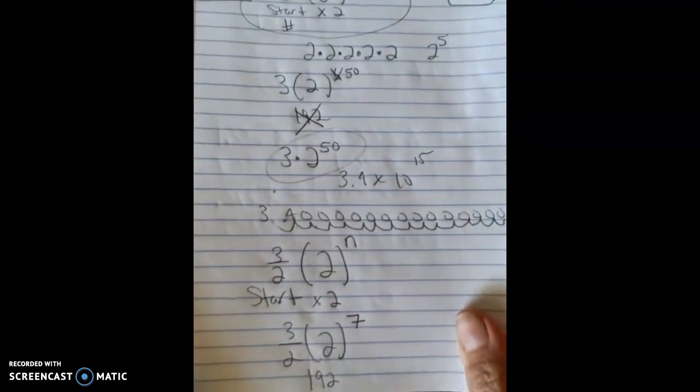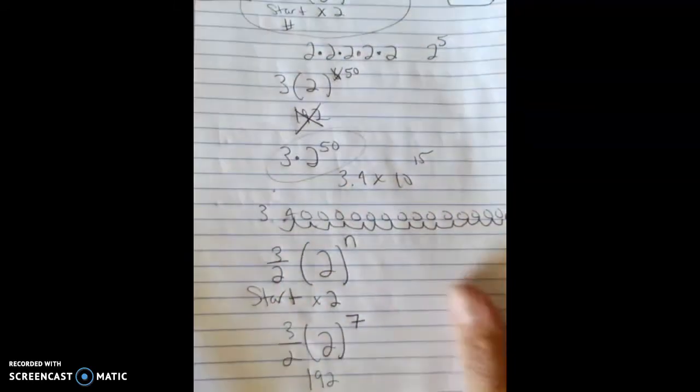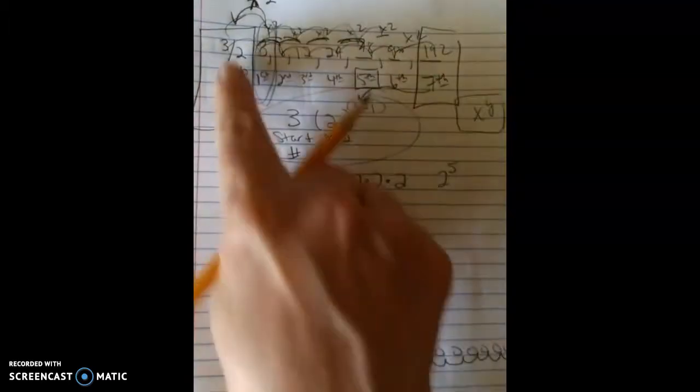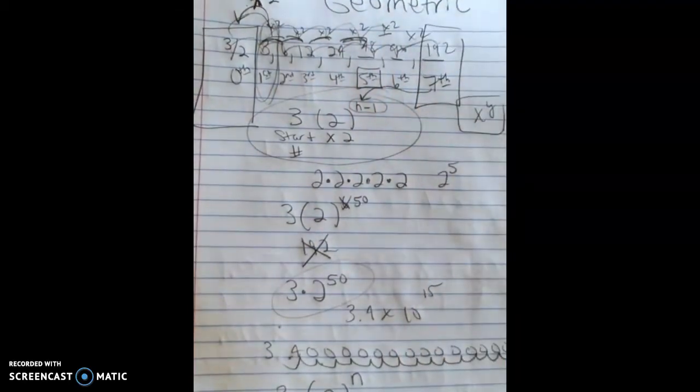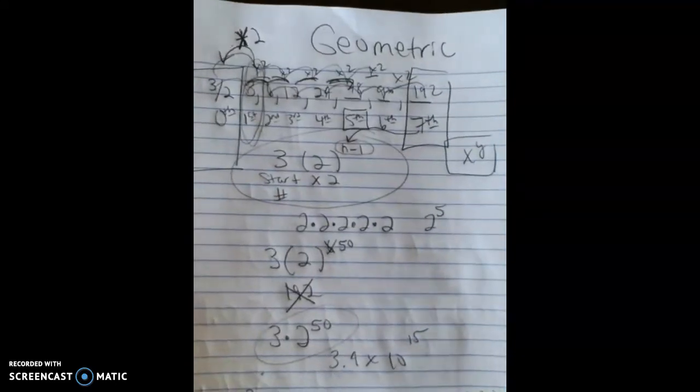Now again, either formula is fine. Notice that when you have repeat multiplication like this, it has to be repeat multiplying by the same number over and over again, and we call that a geometric sequence. So it's based on multiplication. It is a geometric sequence.